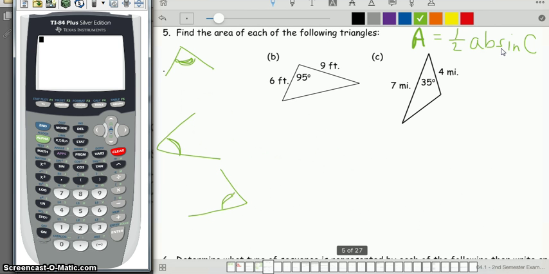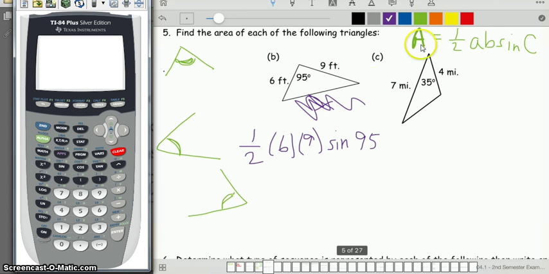So for letter B here, I would not include this side. This side I would not include because it's opposite the angle. So for letter B, it's going to simply be 1/2 times 6 times 9 sine of 95. Now you simply plug that in your calculator. 1/2 is 0.5 times 6 times 9 sine 95.